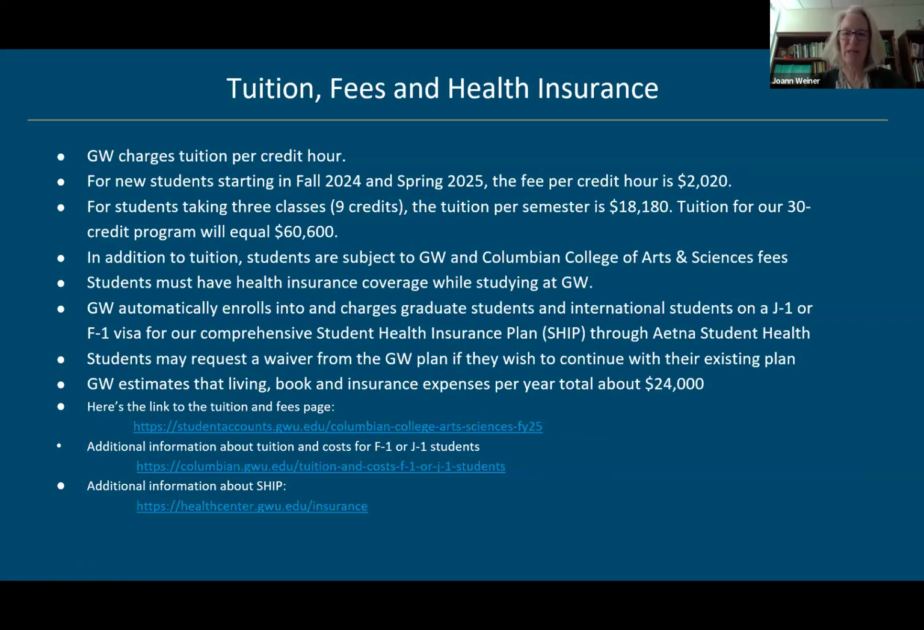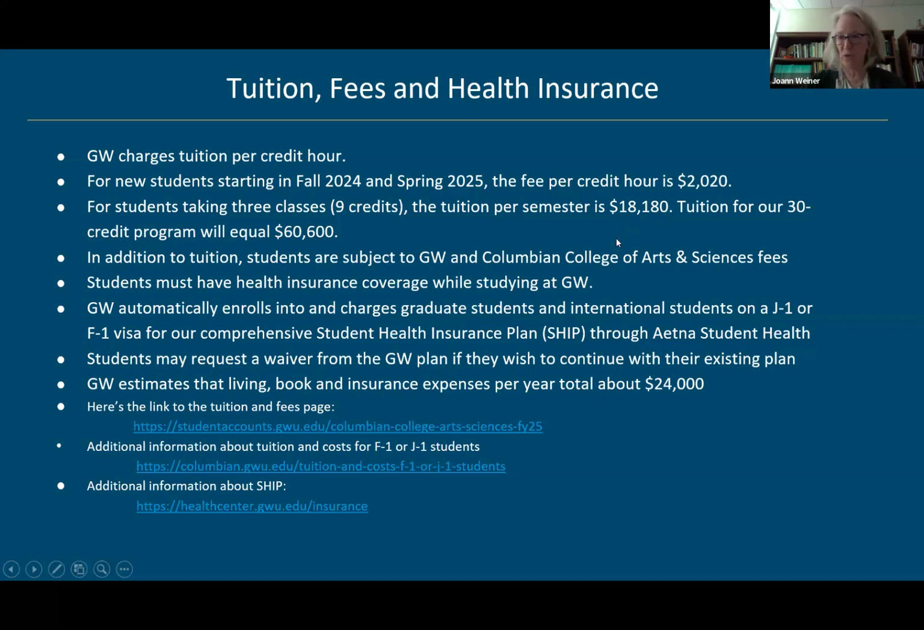Briefly about tuition, the fees and health insurance. We charge tuition per credit hour. It's not like when you're an undergraduate where you pay a fee and take whatever courses you want. Here, you only pay for the courses that you're taking. For new students starting now, the fee per credit hour is $2,020. So for students taking 3 classes, in other words, full-time, 9 credits, the tuition per semester is $18,180. Tuition for the entire program at today's rates will equal $60,600.